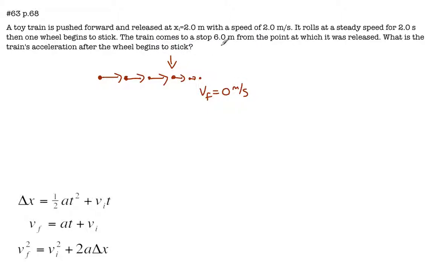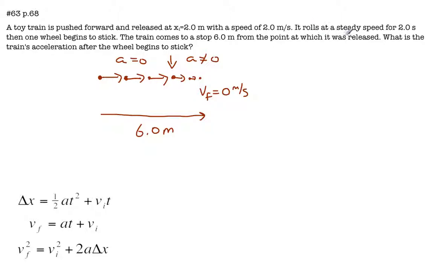The train comes to a stop 6 meters from the point at which it was released. So what we actually know is that the total displacement over the course of both motions was 6.0 meters. But this motion over here has no acceleration, and this motion over here has some acceleration, a non-zero acceleration. So we're going to have to study these separately. We can't use one equation to study the whole process because there are two different accelerations. So we'll have to study these two separately.